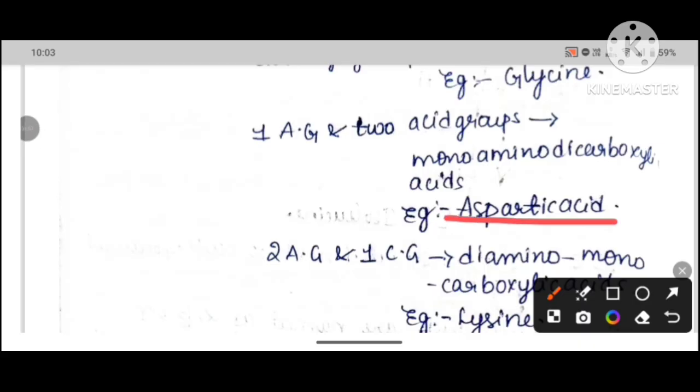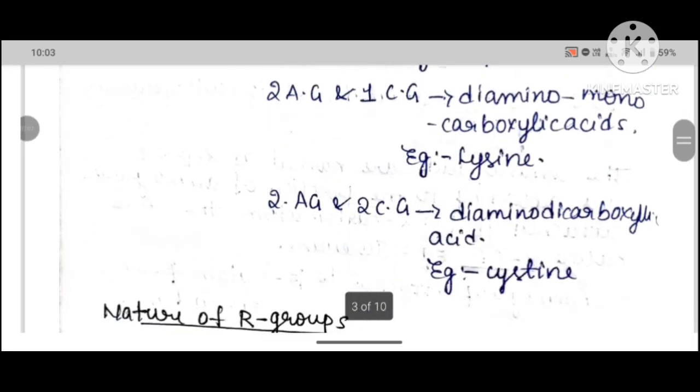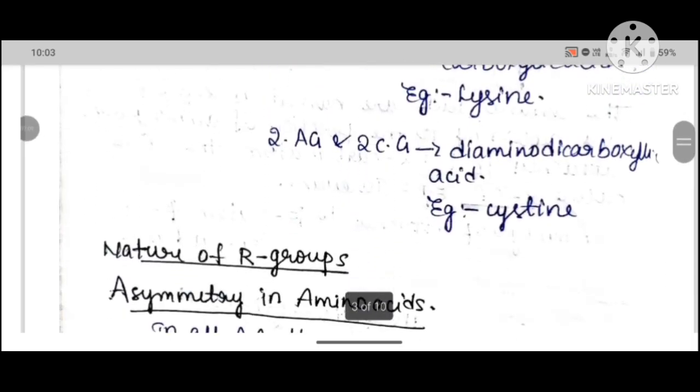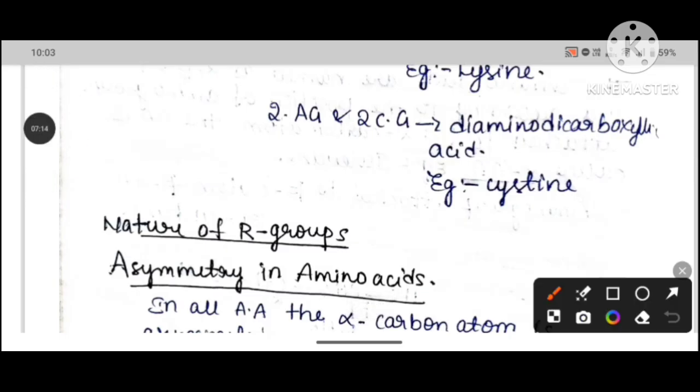And if the amino acid consists of two amino groups and one carboxylic group, it is known as diamino monocarboxylic acid, and the example will be lysine. If the amino acid consists of two amino groups and two carboxylic groups, then the amino acids are known as diamino dicarboxylic acids. Example, cysteine.